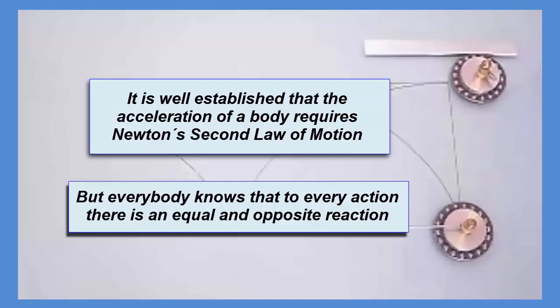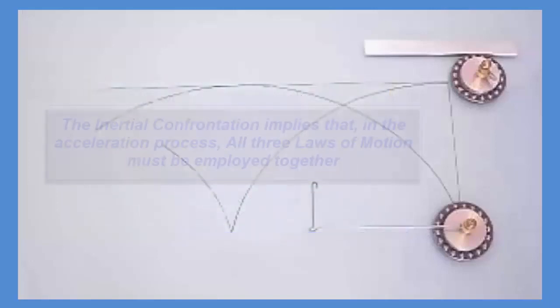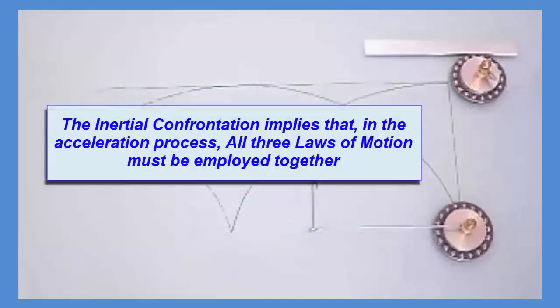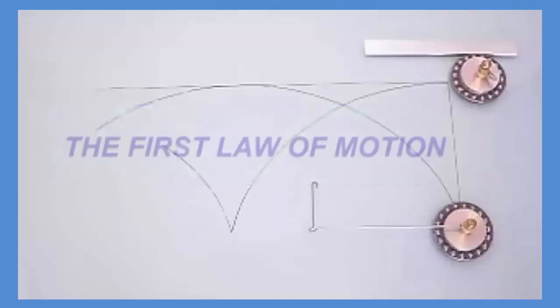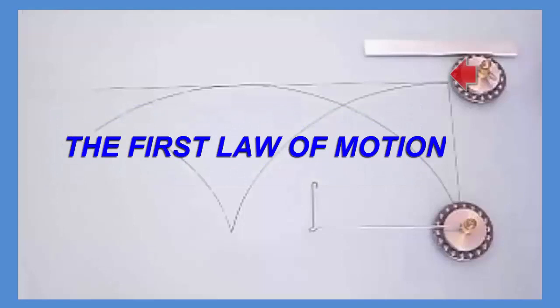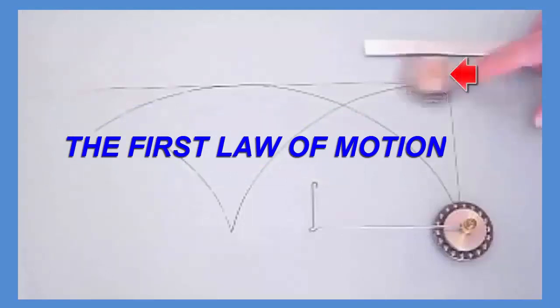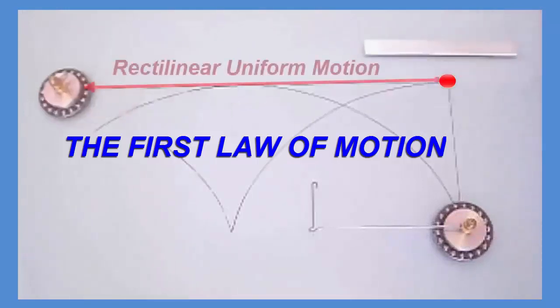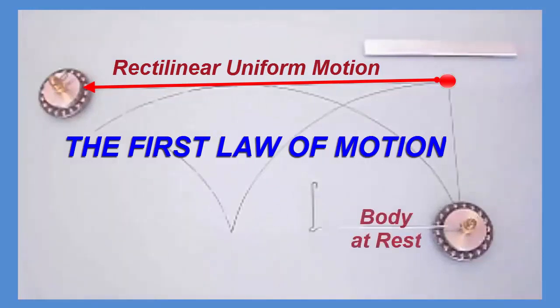In addition, very rarely do we consider the first law in the process. The inertial confrontation implies that all three laws of motion work together in the acceleration processes, as described here using a simple experiment. Let's start by remembering the first law of motion. When a body is acted upon by an impulse, it tends to move in a straight path, with constant speed, provided the body is moving without any forces acting upon it. If the body is at rest, it tends to stay at rest, if no forces act upon it.